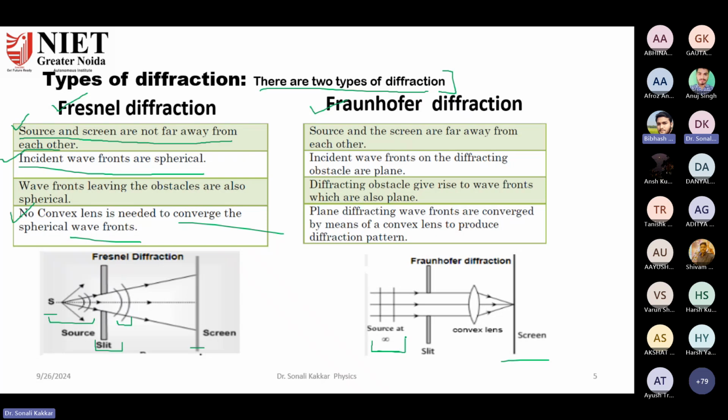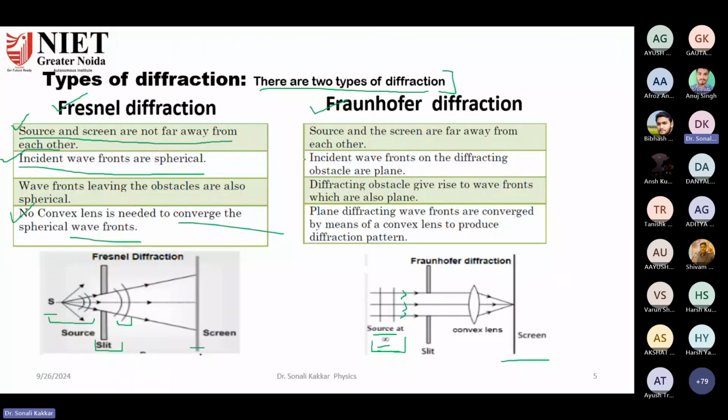Ma'am, the incident light rays should be parallel. Yes, they should be parallel. How will you get parallel waves? Ma'am, we can use lenses. Yes, we can use a lens. So the source is actually not at infinity. We have to get parallel rays so that it looks like the source is at infinity. So we place the source of light in front of a lens so that we get a parallel wavefront.